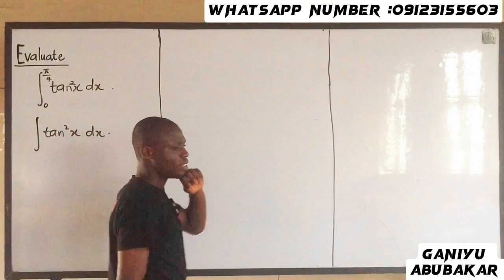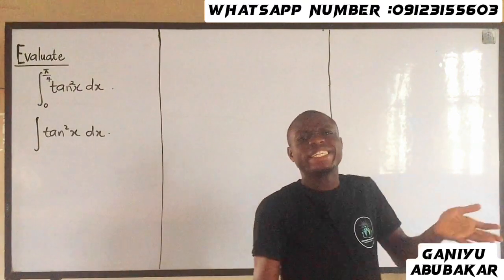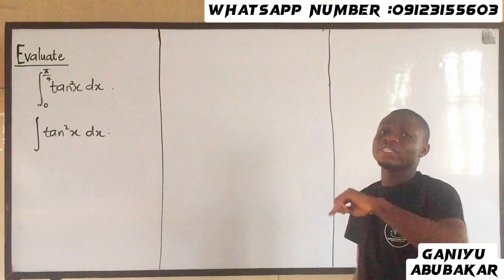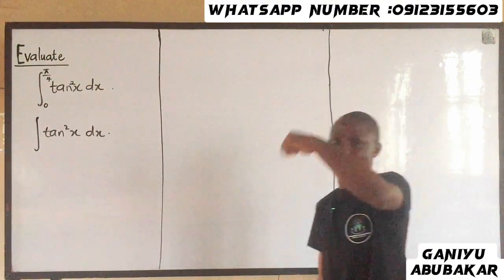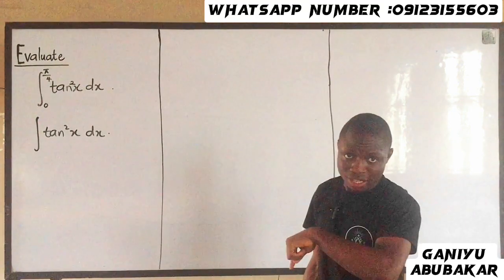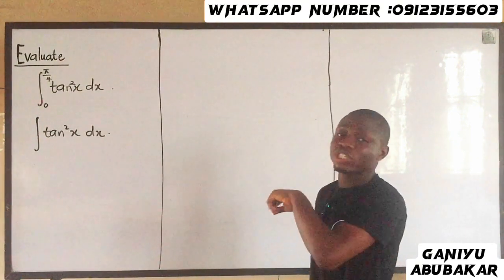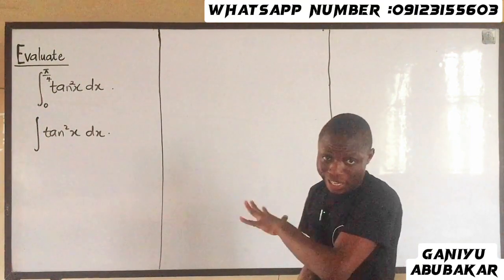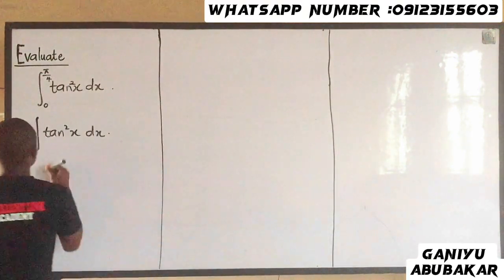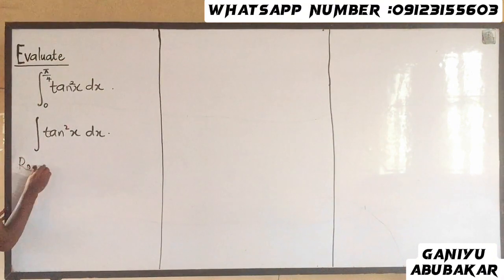Now look up please. From here, I can easily integrate tan squared x. You know why? Tan squared x means tan x times tan x. So in that case, I'll be using integration by parts, right? So I can use by parts here. But at this point, recall something please.